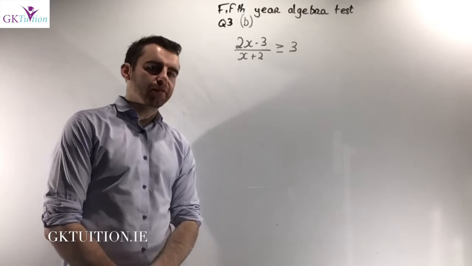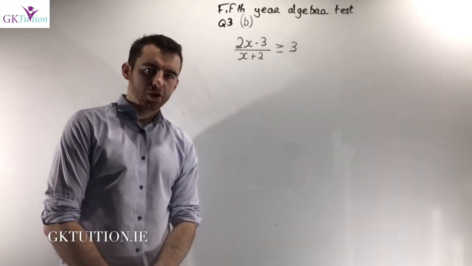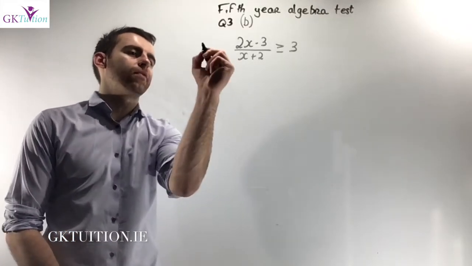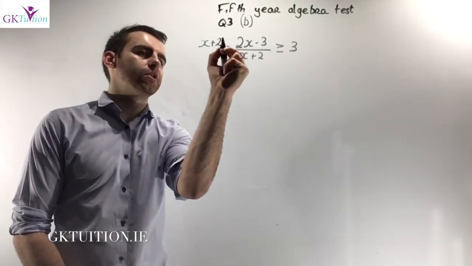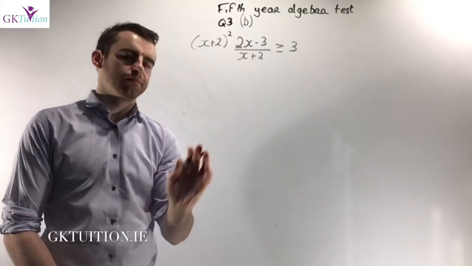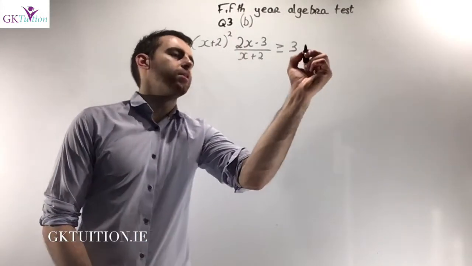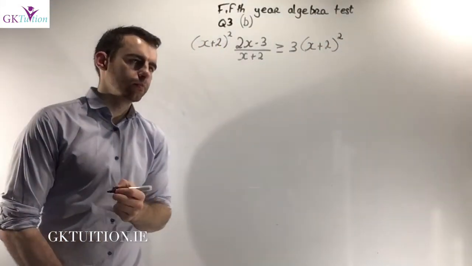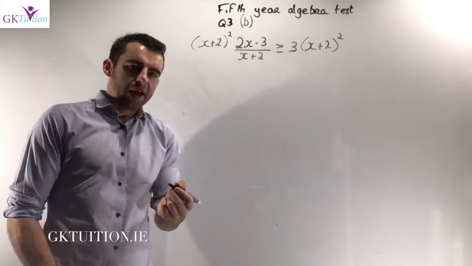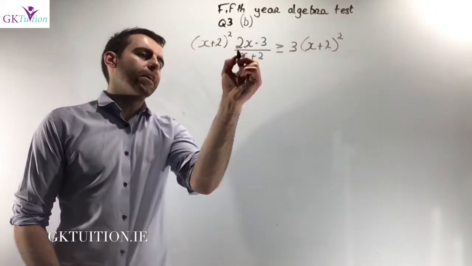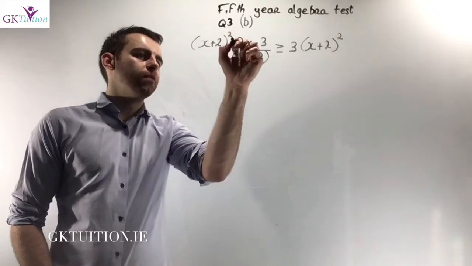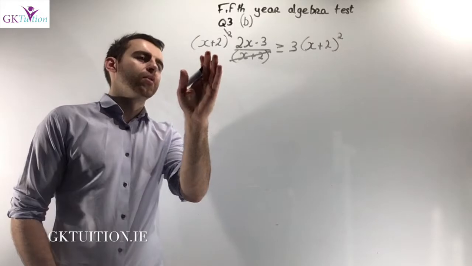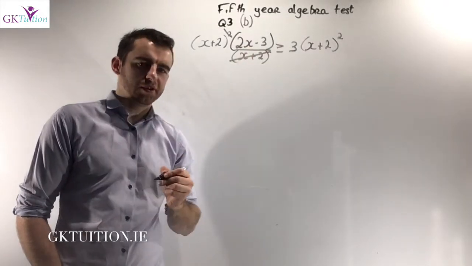We have an algebraic fraction and an inequality. You should have recognized this as the special case, where in order to eliminate my fraction, I'm going to multiply both sides by the denominator squared, and in this case the denominator is x plus 2. So if I multiply the left hand side by x plus 2 squared, you should recognize that the x plus 2 on the bottom divides into one of the x plus 2's on the top, and I'm left on the left hand side with x plus 2 times 2x minus 3.